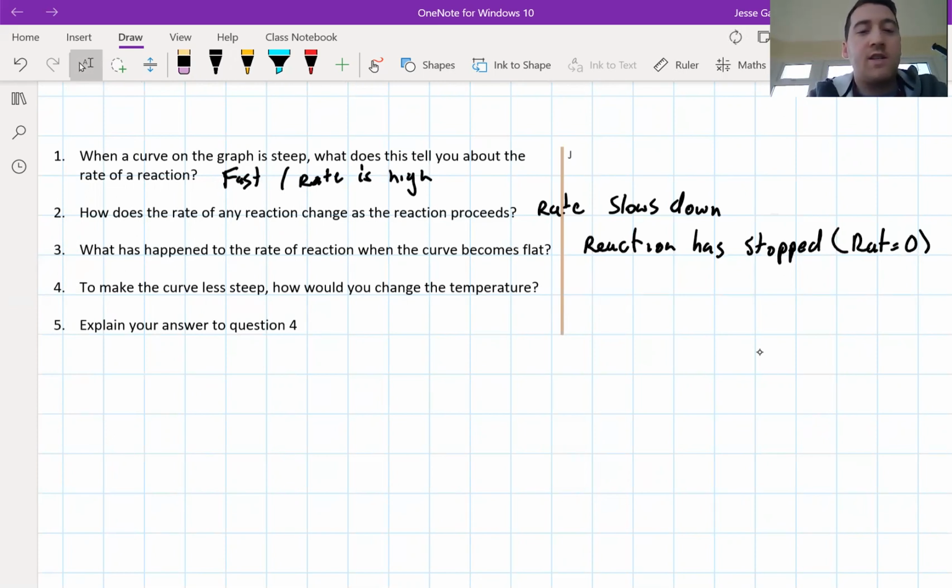To make the curve less steep, how would you change the temperature? So thinking about, okay, I'm going to make the curve less steep. That means I'm going to lower the rate, and I would do that when the temperature is cooler. So how would I change the temperature? I would reduce it or lower it. Reduce the temperature.